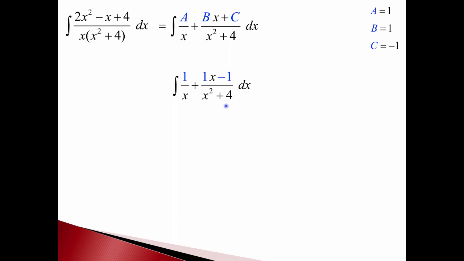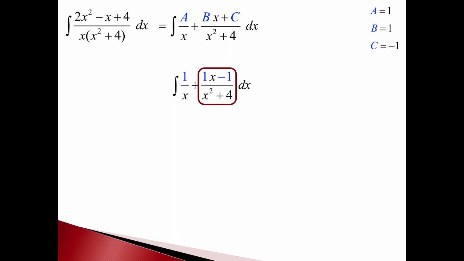Now, the second part is the one that's a little trickier. This is x minus 1 over x squared plus 4. Now, that's the one that gives people, well, an unfortunately large amount of trouble. Because if you have a quadratic in the bottom, then depending on what the top looks like, it may be that this is really easy and you can just look at it.